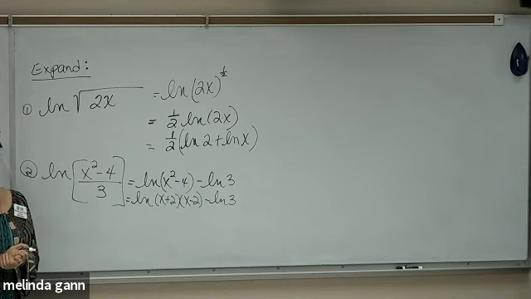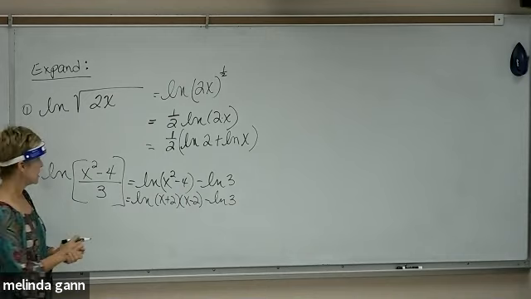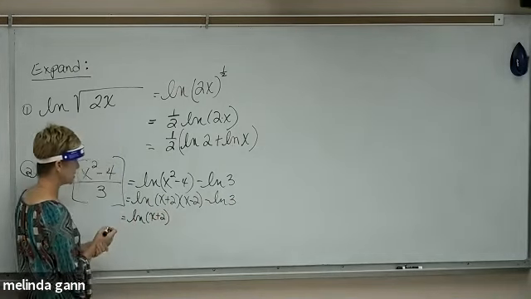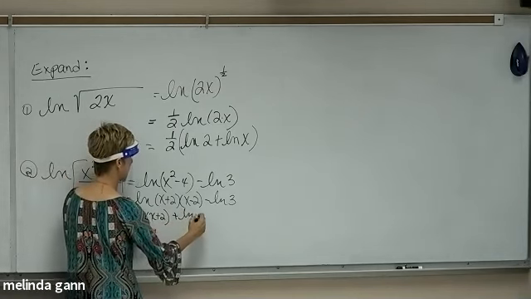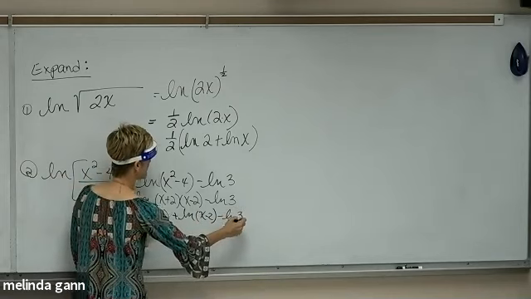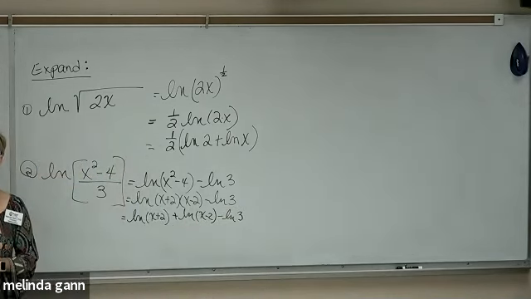So what rule can I now use? 1. So that's going to be the natural log of x plus 2, plus the natural log of x minus 2, and then minus the natural log of 3. Now, can I go further, or is that as far as I can go? That's it. So that's what I mean by expand. Is everybody okay? Now, let's go the other way. Let's condense. Condense means they're going to give you the right side and want you to get back to the left side. So you're going to go in reverse.